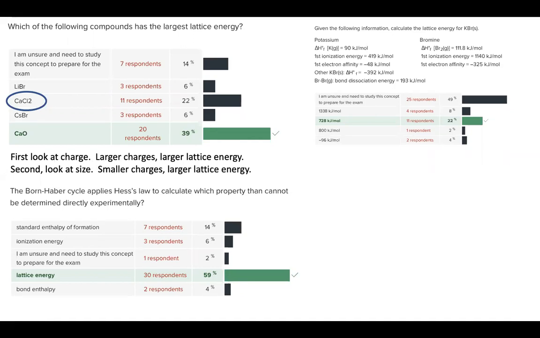Second, if I have ties, if they're both the same charges, then I'm going to look at the size. Smaller size means the atoms can get closer together, and that leads to a larger lattice energy.